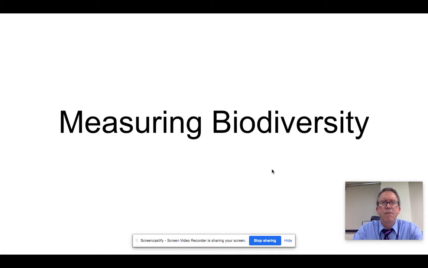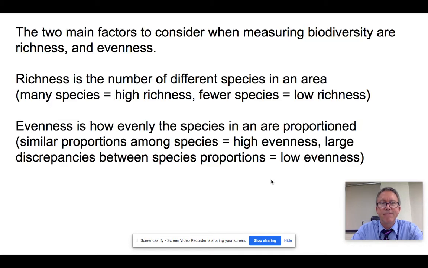Okay, so if I get my slide to advance. There we go. The two main factors we want to consider when we're measuring biodiversity are richness and evenness. Richness is a pretty easy concept to get your head around. It's basically how many different species happen to be present in a given area. So if I'm studying a particular forest, I might map out an acre of it and ask, how many species do I find here?